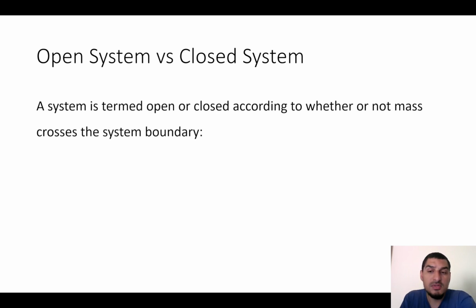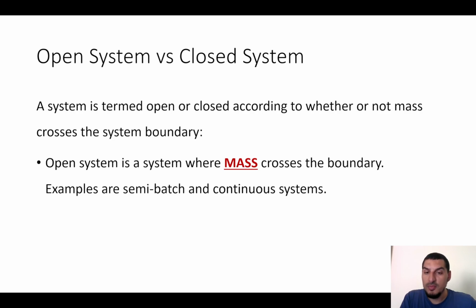So we have two types of systems. One of them is called the open system, and the other is called the closed system. A system is open or closed according to whether or not mass crosses the boundary, and this is very important: we define the type of system as open or closed based on the mass flow. Is there mass that crosses the system boundaries or not? It's mass, not energy. So you can still have a closed system with energy going in and out. The open system is the system where mass crosses the boundary.